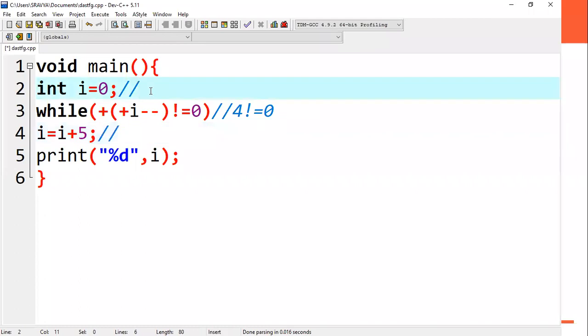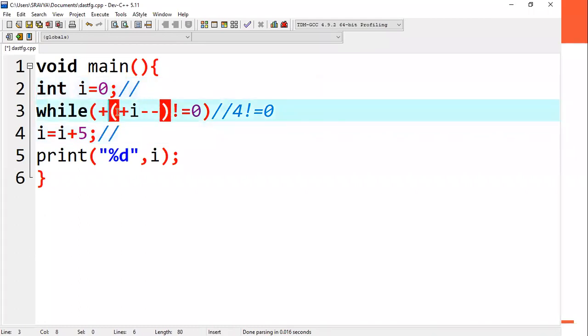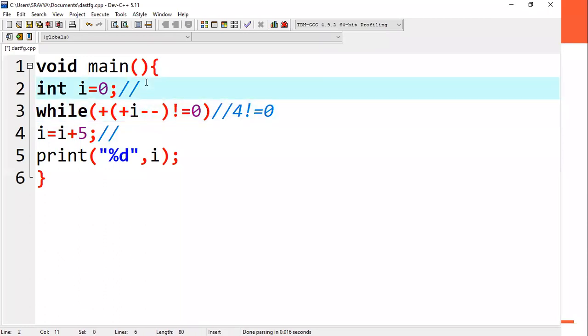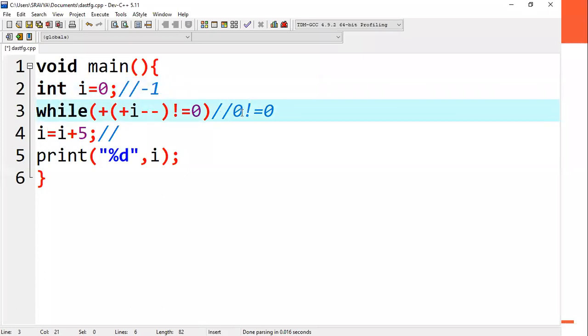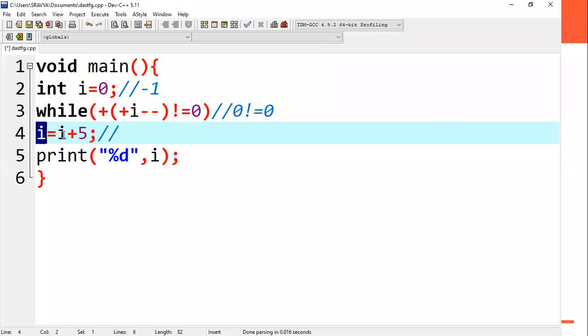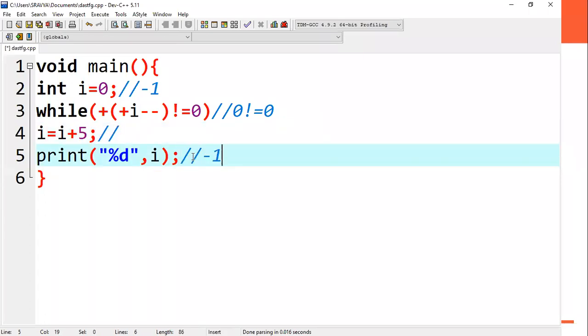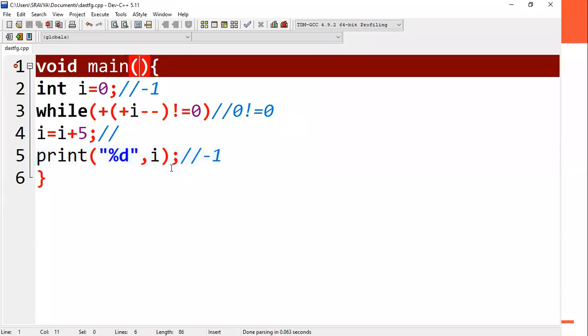i is equal to 0 initially. Now it comes here. Plus plus, we don't care about it. We have plus i minus minus. That means the i value will be considered as 0 here. Plus 0 or minus 0, I don't care. But in the memory, the i value will become -1. Okay. i value 0, 0 not equal to 0, it's false. As it is false, this i equal to i plus 5 will not get executed. That means directly it will come here and print -1. I think -1 is the answer. Am I right? Let us run it and check. If not, we check what's the problem. What happened? Okay, hash include and all.